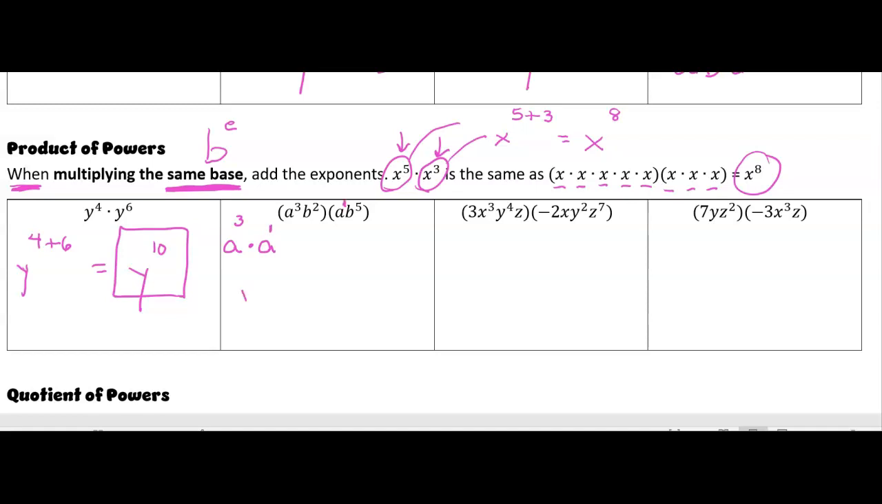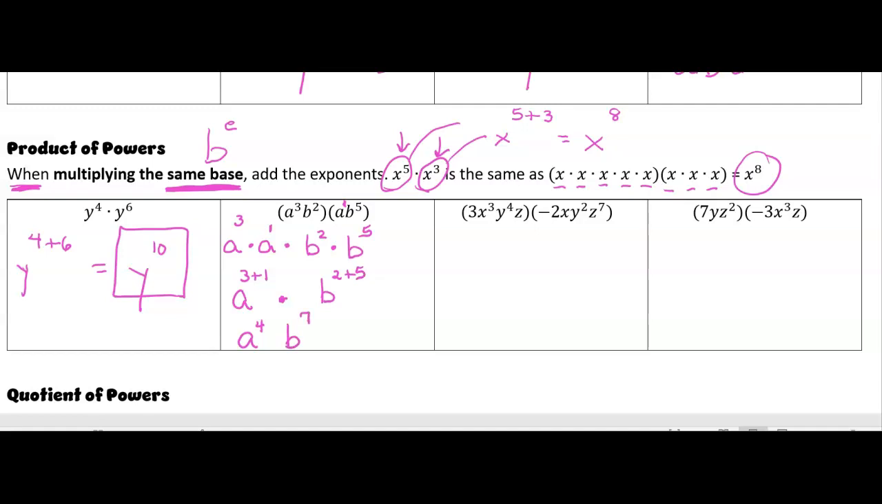And that would give us A to the 3 plus 1, or A to the fourth power. Then we're going to do our B's. We're multiplying. All of this is being multiplied. That's B to the second times B to the fifth. So we would add the powers, 2 plus 5. So that would give us B to the seventh.